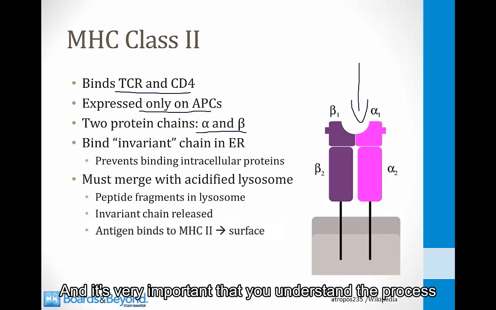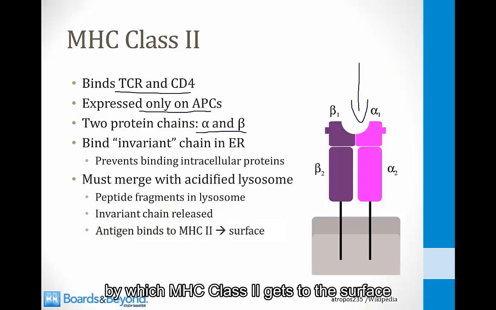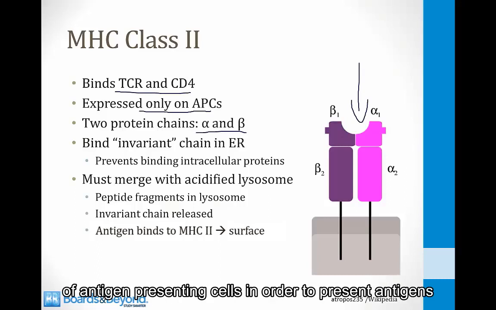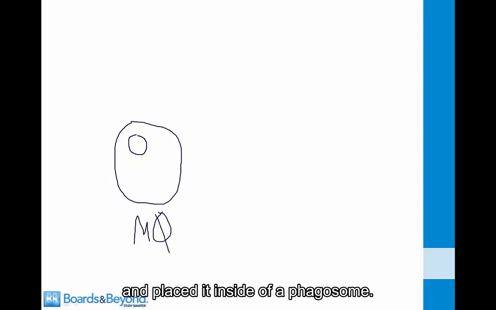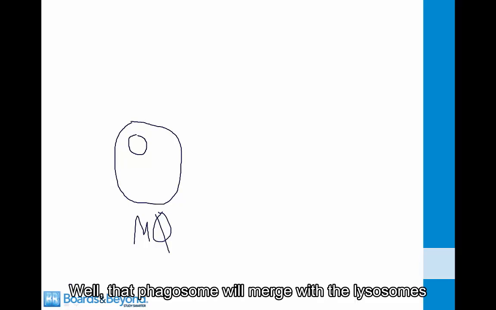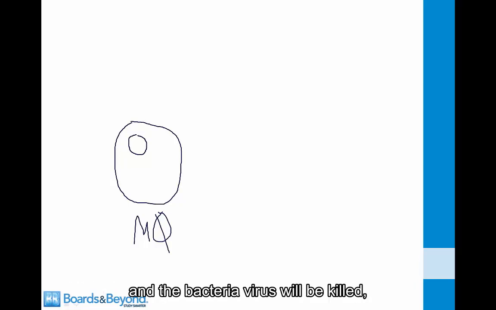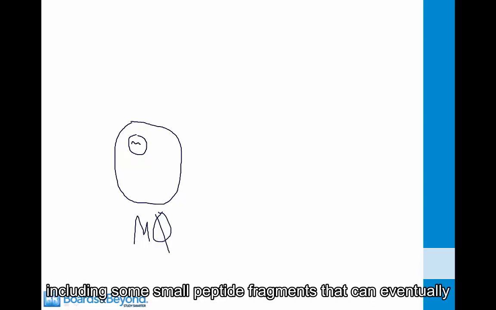And it's very important that you understand the process by which MHC class II gets to the surface of antigen-presenting cells in order to present antigens to T cells. Imagine that we have a macrophage out in the tissues here. We'll just write macrophage here. And imagine that it has consumed a bacteria or virus and placed it inside of a phagosome. Well, that phagosome will merge with a lysosome and the bacteria or virus will be killed, and it will be broken up into little pieces, including some small peptide fragments that can eventually be presented to T cells for activation.